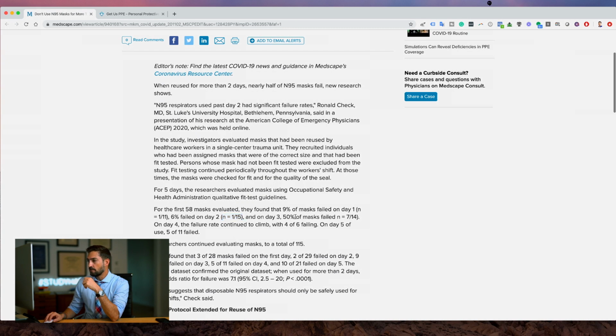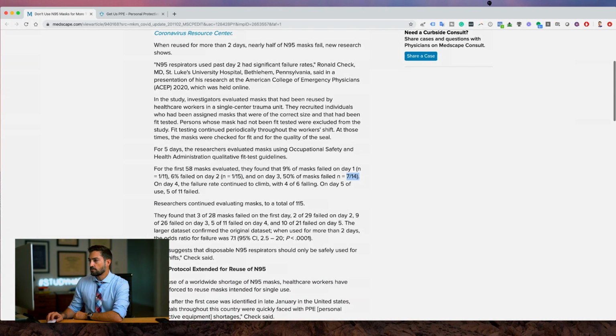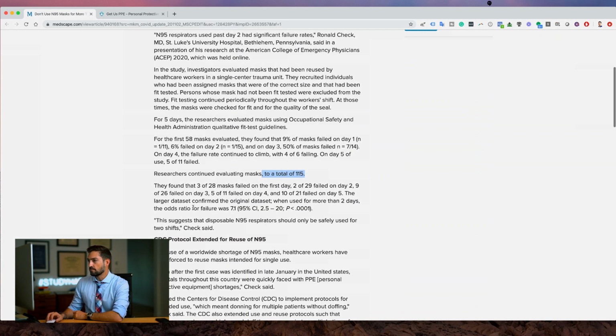On day three, 50% of the masks failed, so seven of 14. On day four, the failure rate continued to climb with four of six failing. Day five, 5 of 11 failed. So they went on to do about 115 masks total, and they found about the same problem, that after day two, the masks started to fail a lot more. I think that's really significant, because a lot of people will keep them more than 2 days.